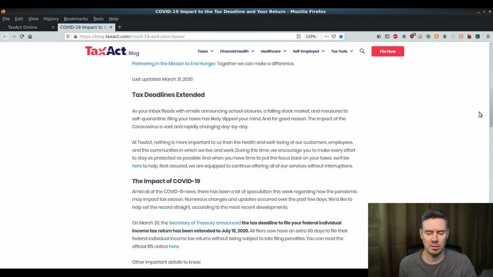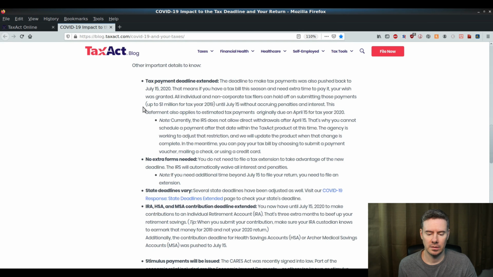So some new information popped up in here, and we'll look at the state in a minute, but tax deadlines extended. So everything did get extended to July 15th, 2020. And if we look at tax payment deadline extended, there's the July 15th, 2020. I think they were talking about June originally, but it did get moved to July. Means you don't even need to make a payment or anything like that. And the best part about it is you don't even need to file an extra form or anything.